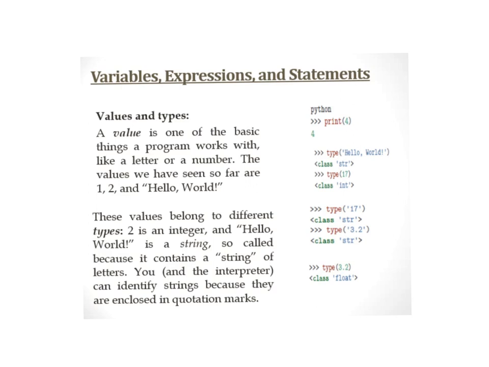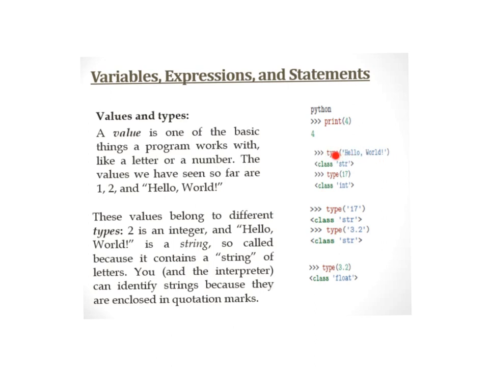What are variables, expressions, and statements? Variables can be defined in different ways, like values and types. What is a value? A value is nothing but a particular item, whether it's an integer, a floating point number, a string, or an alphabet. It can be anything. We have seen so far 1, 2, and hello world, for example, in the previous example. So what is the type of 4? You can see a couple of examples here. Print 4: we have not used a single quote to print a number, but if you want to print a string, it has to be inside single quotes.